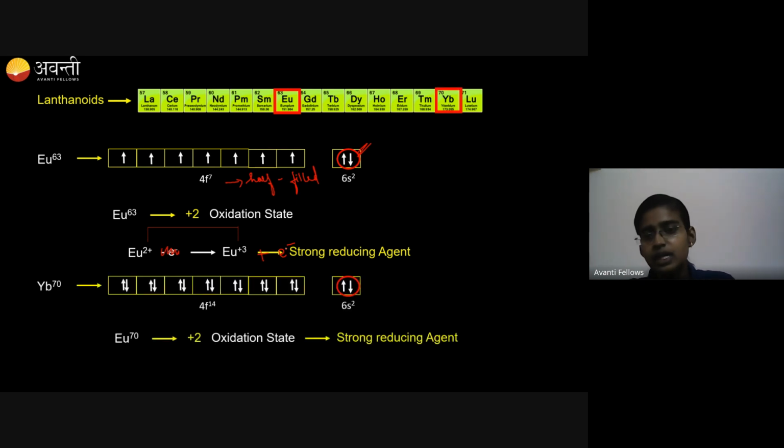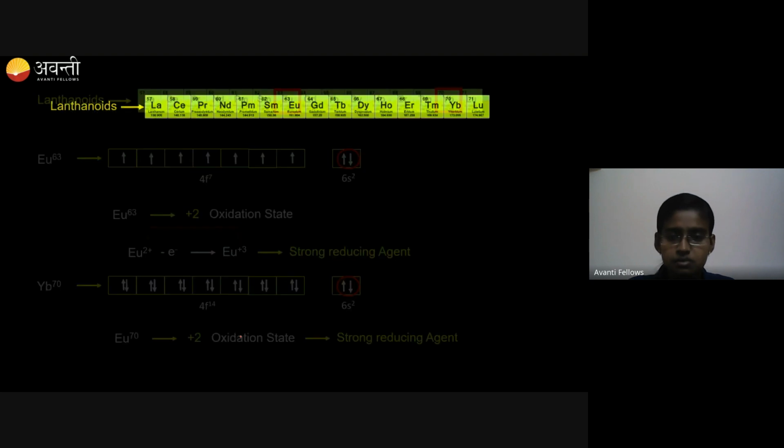And coming to ytterbium, which is 4f14 and 6s2, again fully filled is more stable, from which we cannot remove the electron. So only the 6s electrons are removed, and ytterbium also exists in +2 oxidation state, which is again a strong reducing agent. Clear?